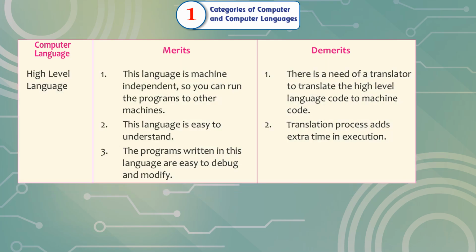High-level language. Merits: One, this language is machine independent, so you can run the programs on other machines. Two, this language is easy to understand. Three, the programs written in this language are easy to debug and modify. Demerits: One, there is a need of a translator to translate the high-level language code to machine code. Two, translation process adds extra time in execution.